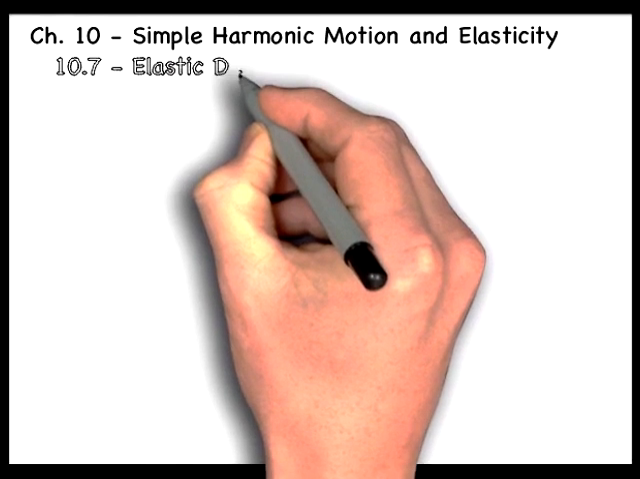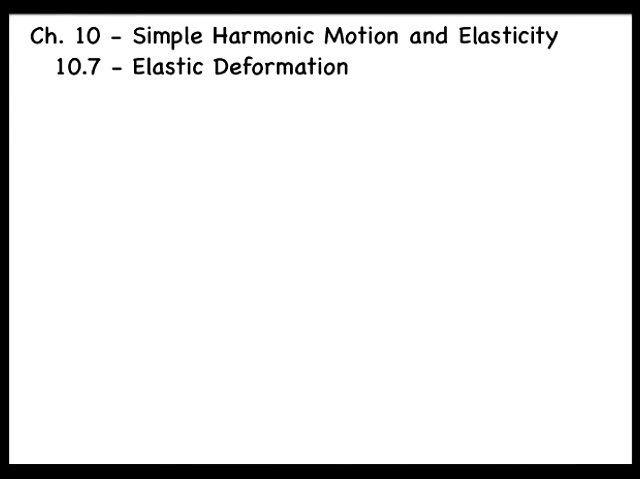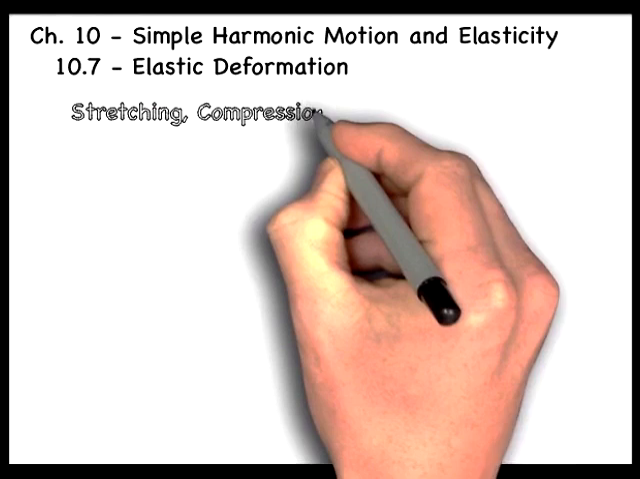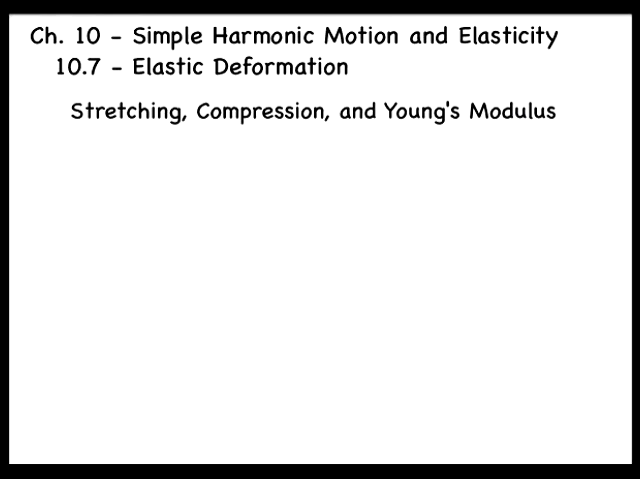In this section we discuss elastic deformation, starting with stretching, compression, and Young's modulus. We have seen that a spring returns to its original shape when the force compressing or stretching it is removed. In fact, all materials become distorted in some way when they are squeezed or stretched, and many of them, such as rubber, return to their original shape when the squeezing or stretching is removed.